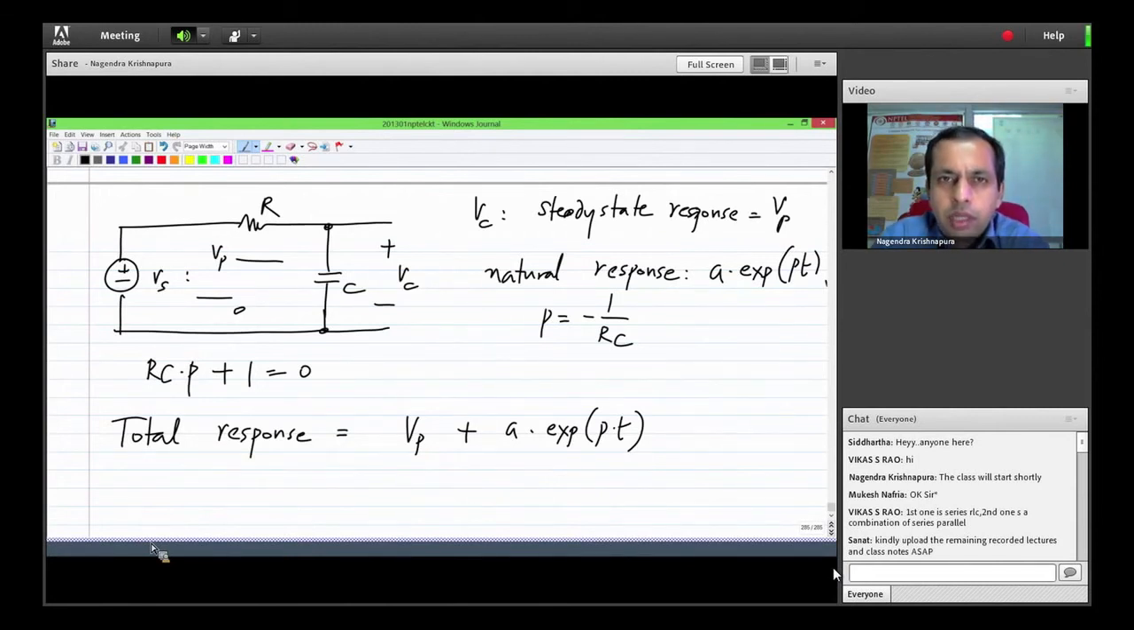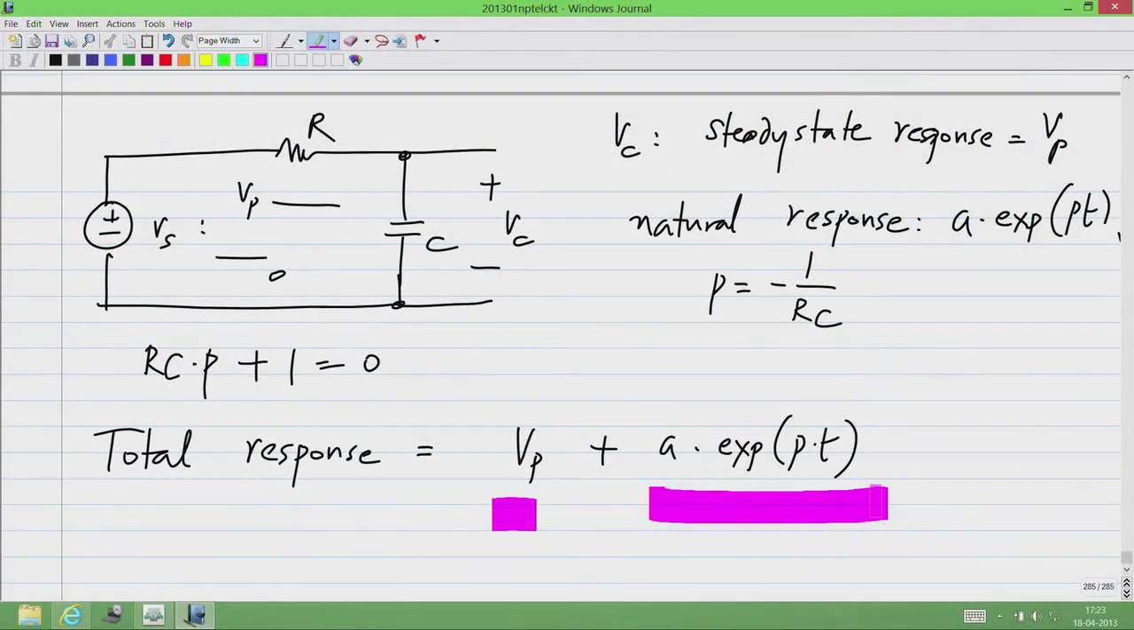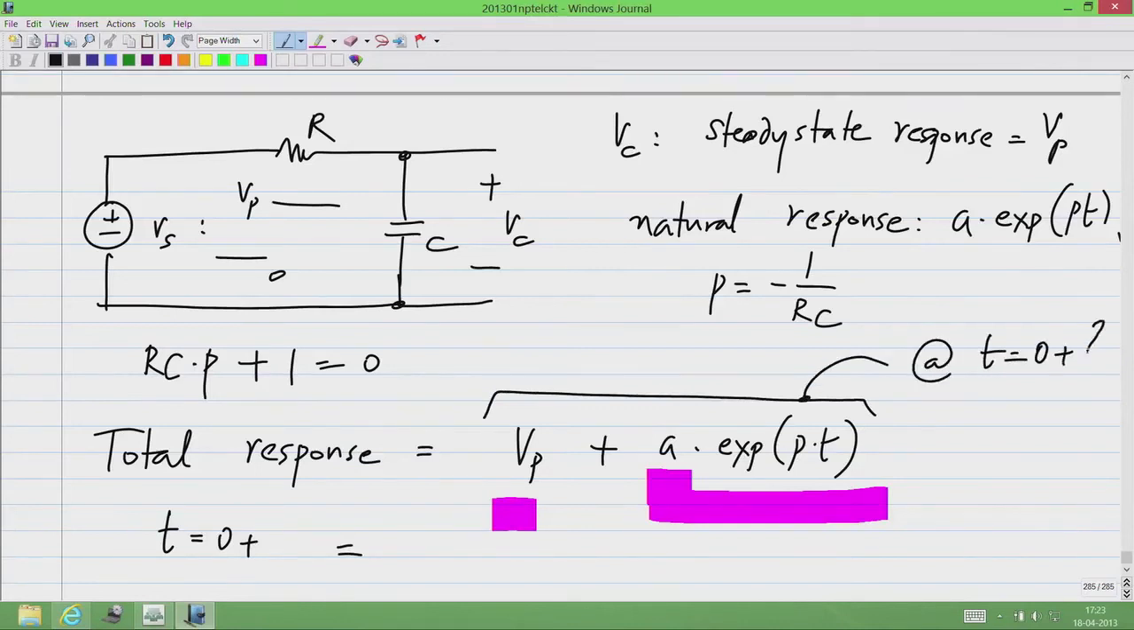Coming back to the first order system, the total response is the steady state response plus transient response. But we have this constant A that has to be determined. How do we do that? That we do by looking at the initial condition. If you look at this total response and substitute t equal to 0 or 0 plus, what do we get? What is the value of this at t equal to 0 plus? All you have to do is a mathematical substitution.